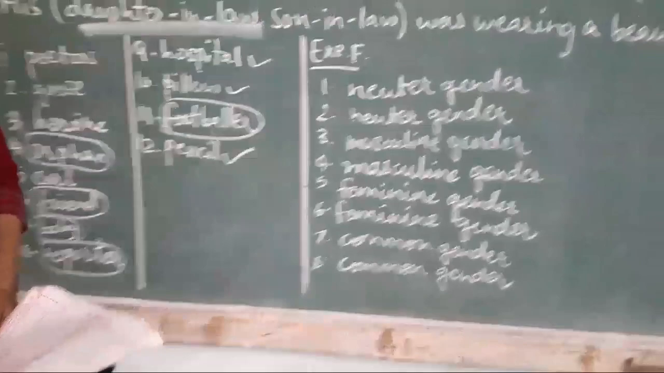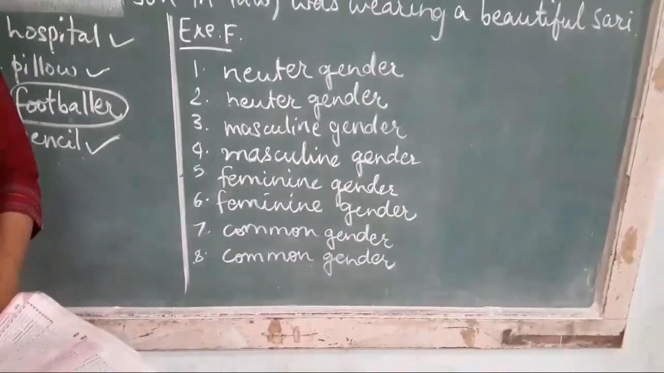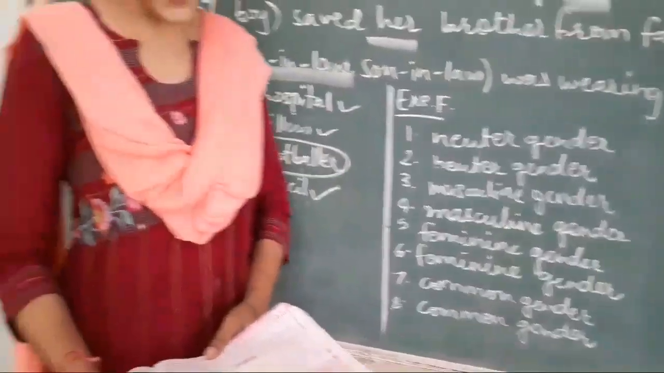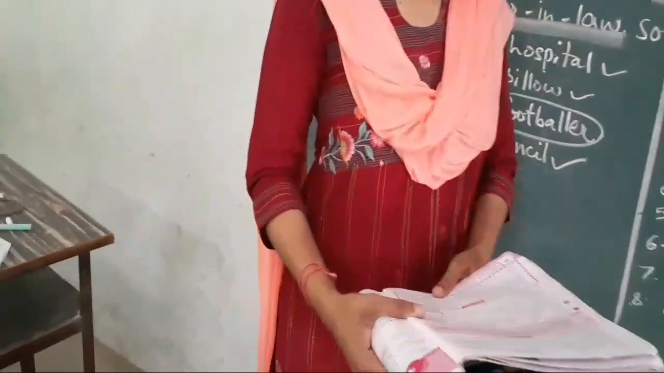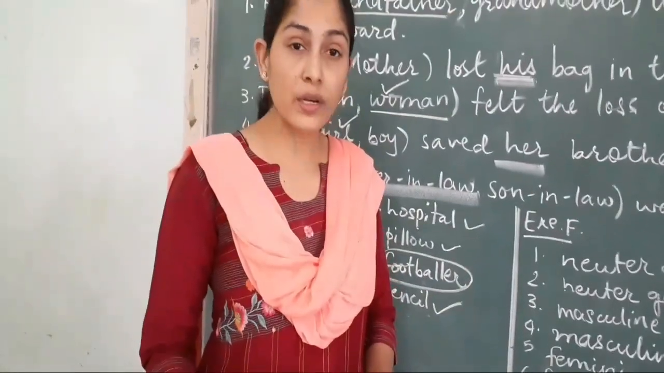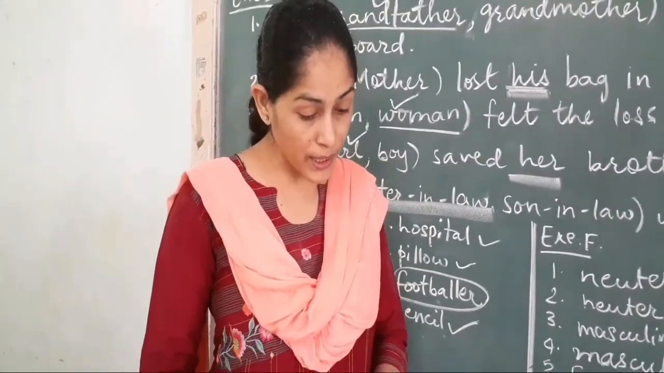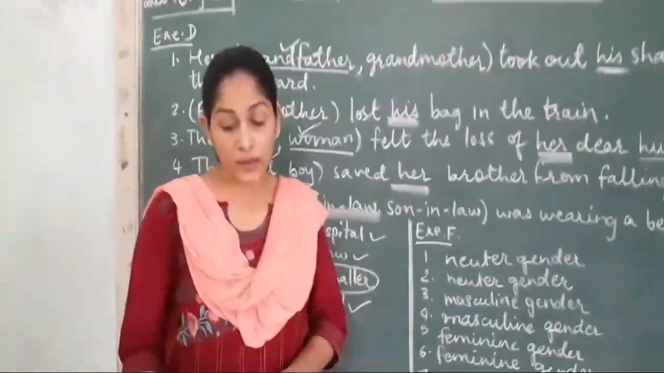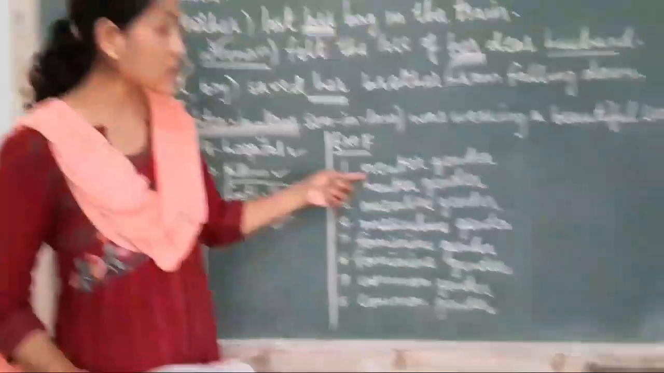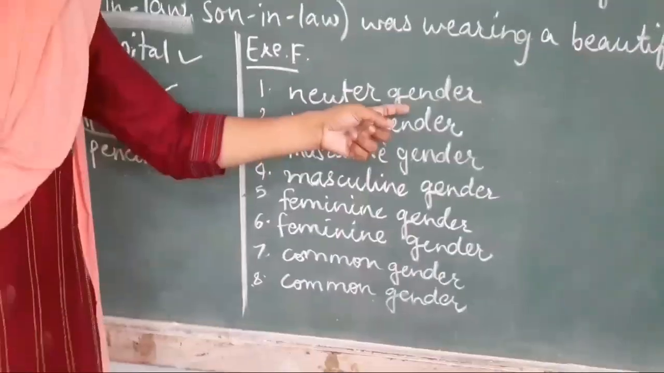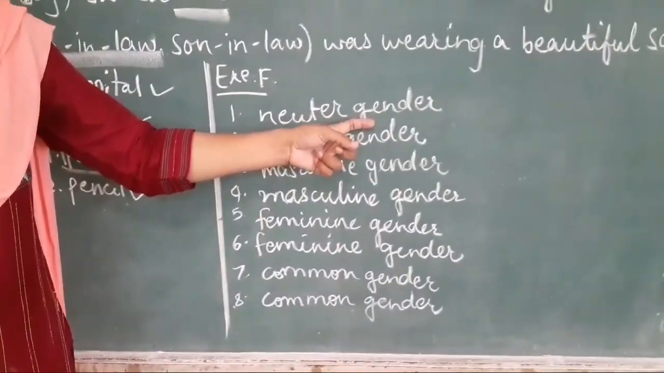Now activity number F. Read the following sentences and state whether the words printed in bold are of feminine gender, masculine gender, neuter or common gender. Here are some sentences given. I am going to read the first one. The battalion was given orders to attack the enemy. Now battalion is neuter gender. So the answer would be neuter gender. Battalion is a collective noun.